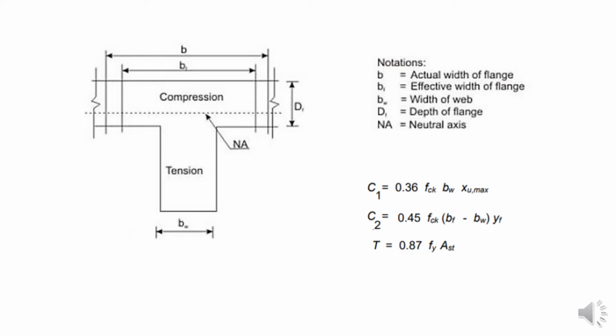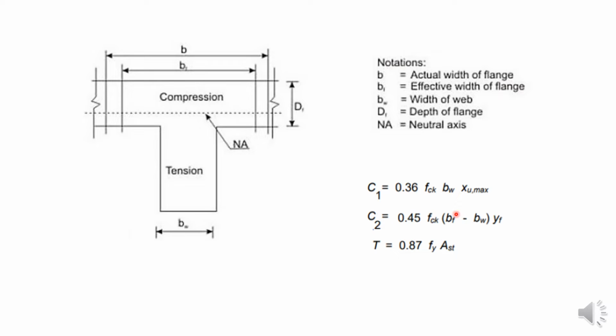Let us see some of the notation used for the T-beam section. This is BF, that is the actual width of the flange. This is the effective width of the flange. The width of the web is given by BW, and the depth of the flange is given by DF. Neutral axis is normally called NA.